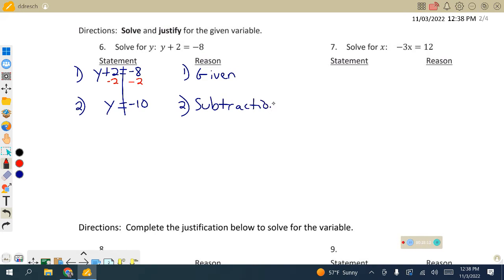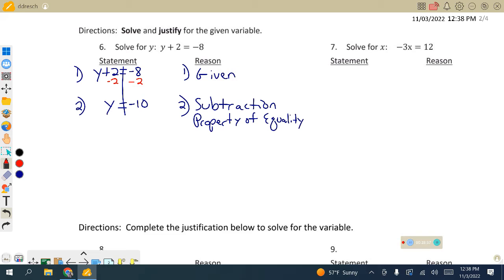subtraction property of equality. That's what I want as a reason. If you subtract, tell me we use the subtraction property. If we added, tell us we use the addition property. Okay, that's it. Keep it very simple.